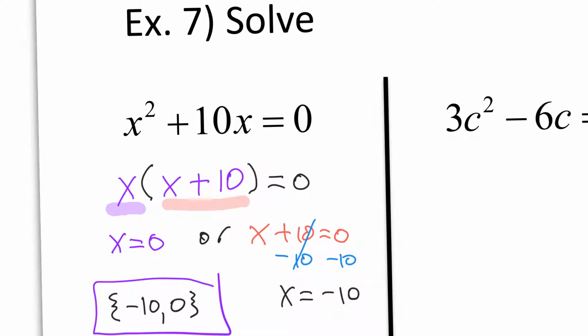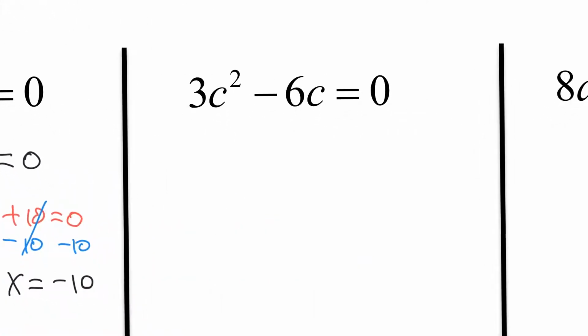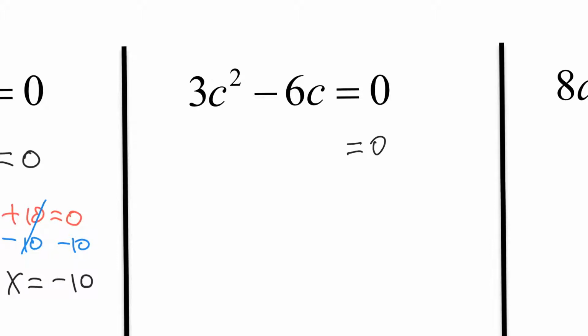100 minus 100 is 0. So it works, right? So let's try the next one here. The next one, you guys, same thing. We want to factor. So I'm going to set it equal to 0. I'm going to have my parentheses, and I'm going to factor. Let me see what I can factor.